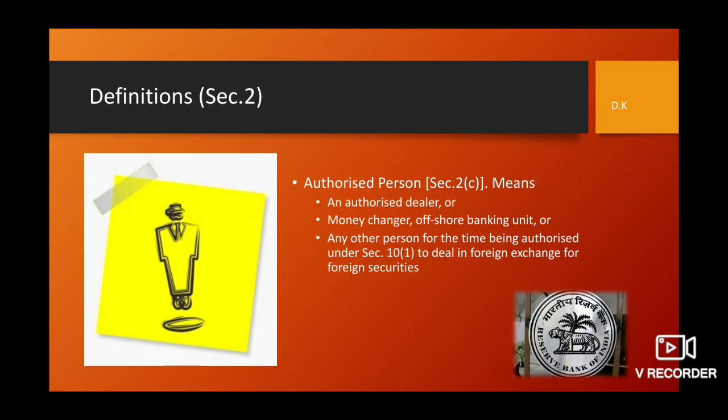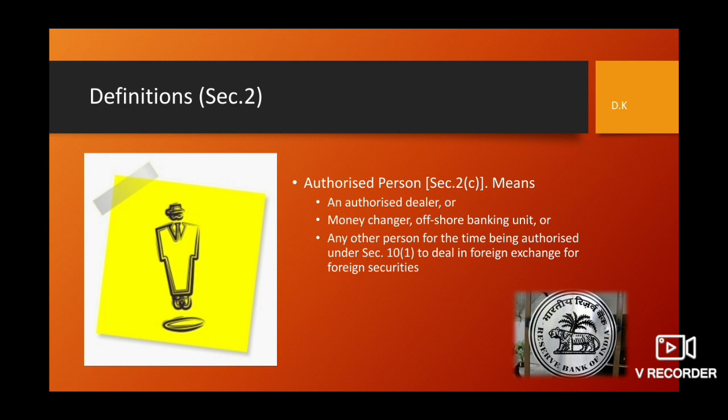From the syllabus point of view and from the examination point of view, for the students, I have given some highlighted or most important definitions. The first one is authorized person. Section 2, subsection C deals with the authorized person. While explaining the features, I told that only authorized persons are given permission to deal with foreign exchange, right? Then who is that authorized person?